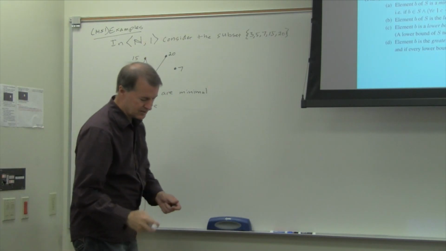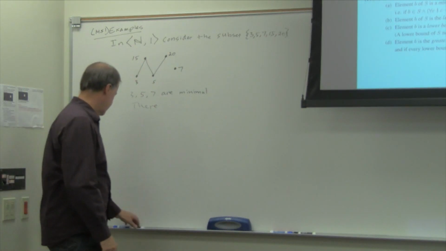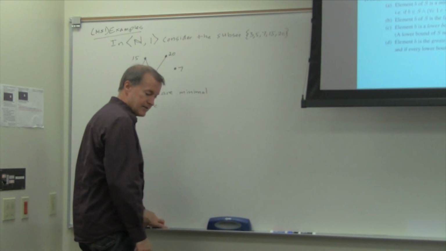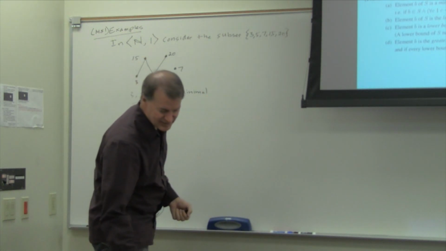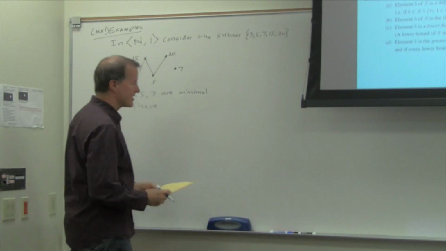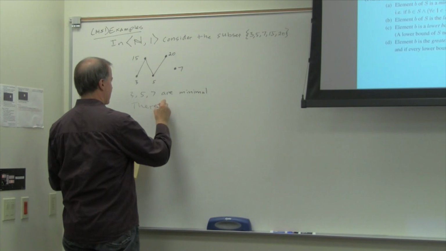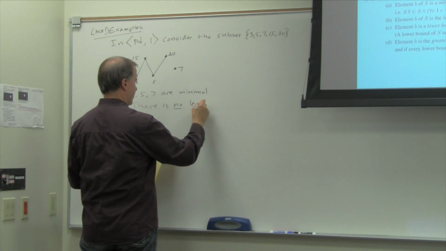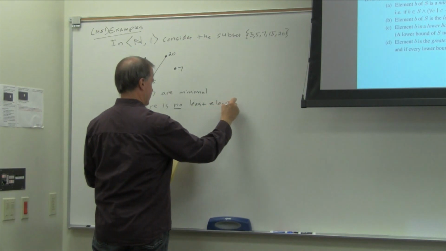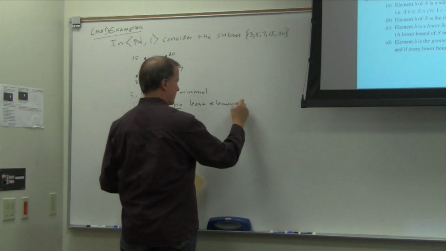This pen is getting weak. And it has to be related to everything else, right? Like in the power set example. Yes, in the power set example, the least element would be the empty set. So in this case, there is no least element. For B to be least, it must be related to every element.